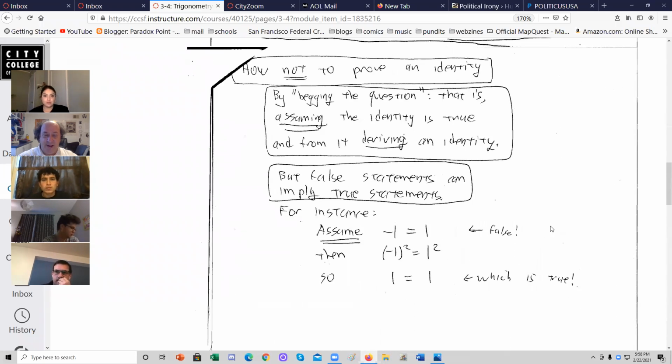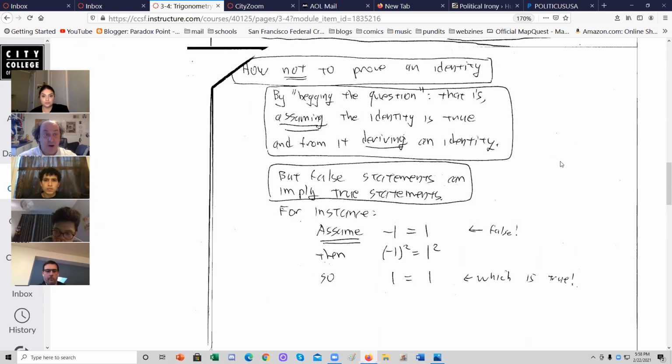Now, here is how not to prove an identity. I always feel a little bit sketchy when I tell you what not to do, because there's a perverse tendency for people to remember that I said something and therefore they do it. No, no, no, don't ever do it this way. The way not to prove an identity is to assume that it's true, then by particular manipulations yield an identity. So you assume the identity and you go by steps until you derive an identity.